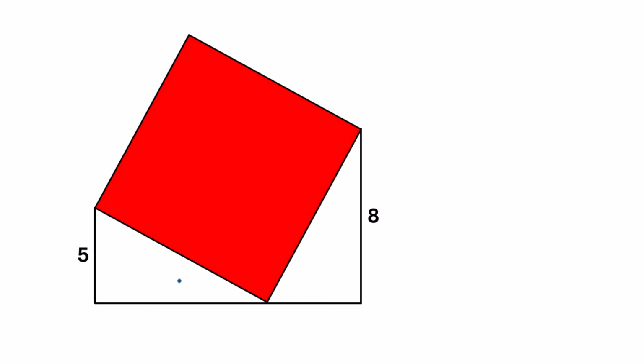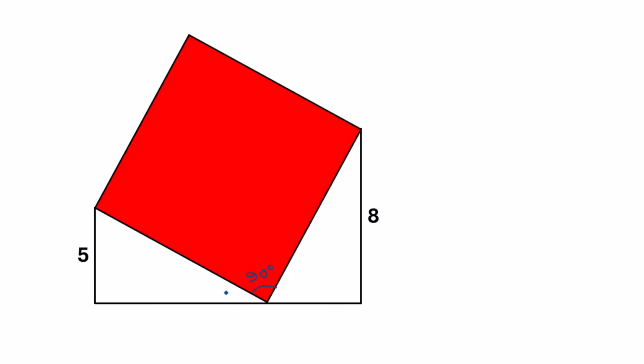Hello everyone. In this video, I am going to show how to find the area of this red square where this length is 5 units and this is 8, and both of these two are right angles. This angle is 90 degrees and this angle is 90 degrees. As this is a square, this angle will be 90 degrees.